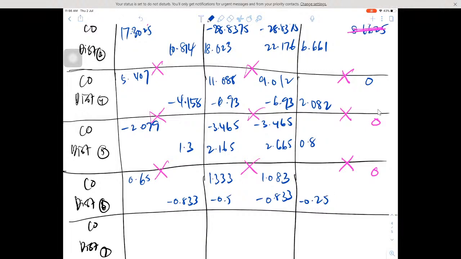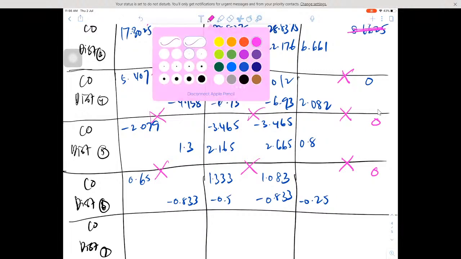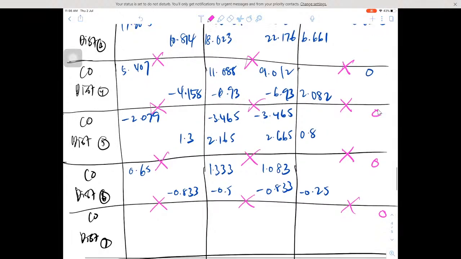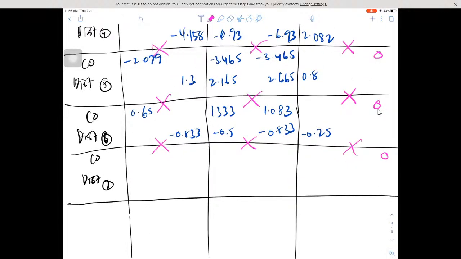Carry over. Here is 0. Okay, next is carry over, 0.833 divided by 2.